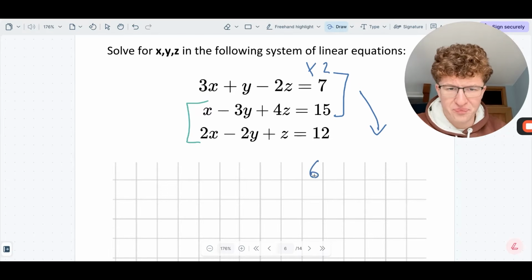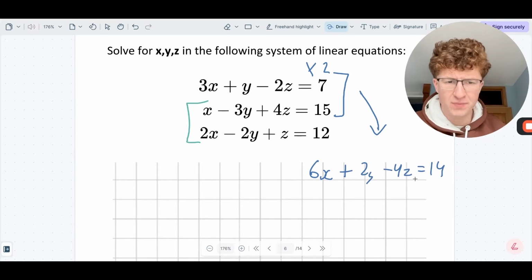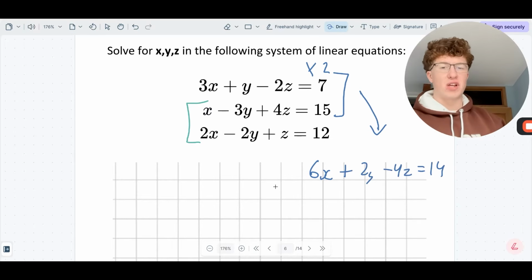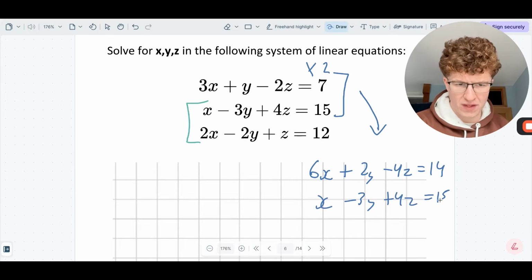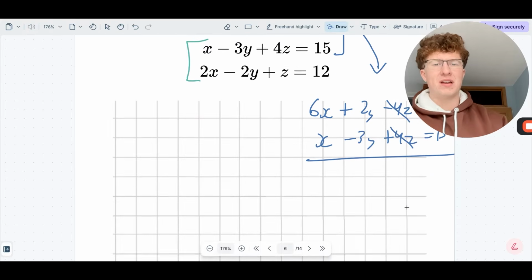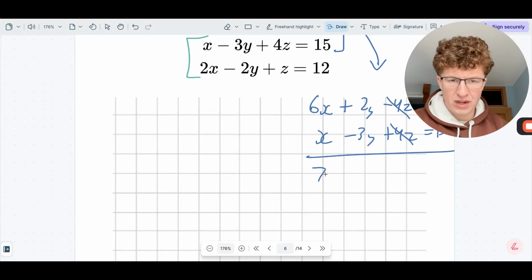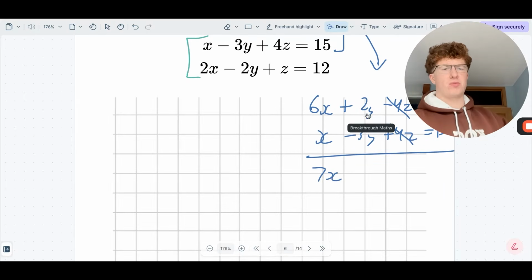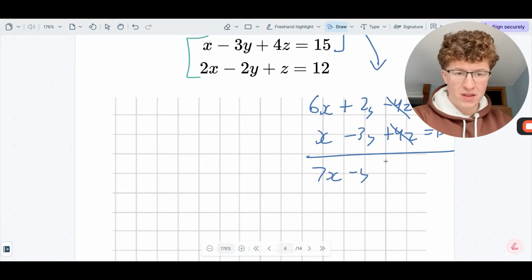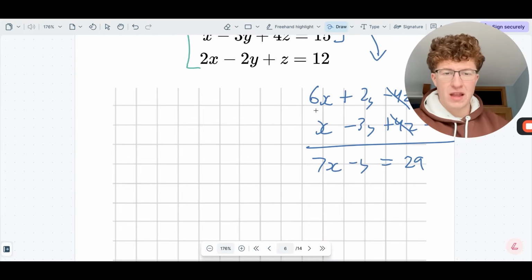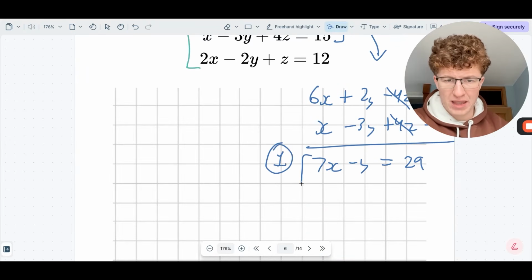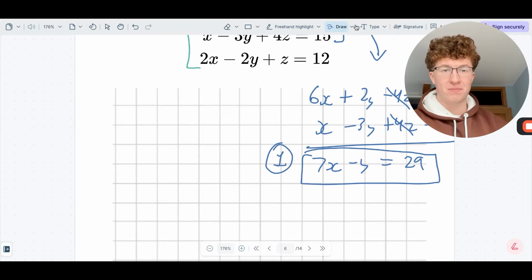So that's going to give me 6x plus 2y minus 4z is equal to 14. Again, just multiply everything in the equation by 2. And I'm going to leave this second equation as it is. So we're going to have x minus 3y plus 4z is equal to 15. Now, the z's are going to cancel. And now, add these. We're going to have 7x, 2y minus 3y is going to be minus y. And that's equal to 14 plus 15, which is 29. Now, label this. This is equation 1. Put it in a box. Don't forget about it. We'll come back to it later.